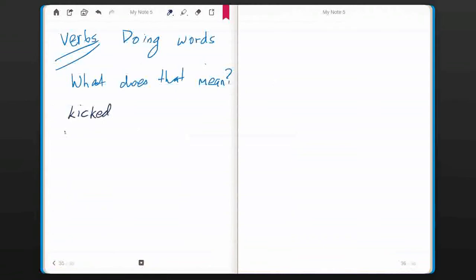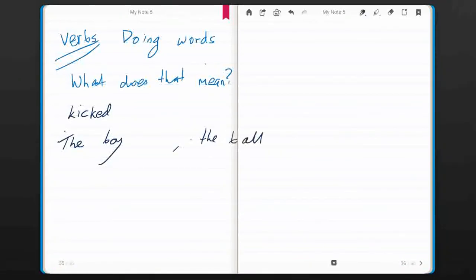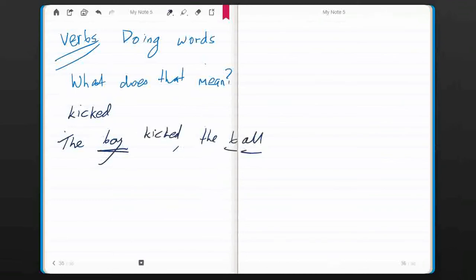There are two other things in this sentence that are important. You've got the boy and the ball. So, the boy is the one doing the activity, and the ball is the one being acted on, the thing being acted on. So, then we add the action in, and it shows you what the boy is doing to the ball.